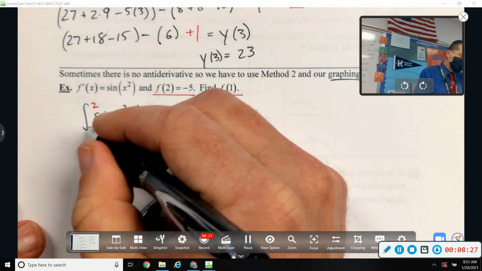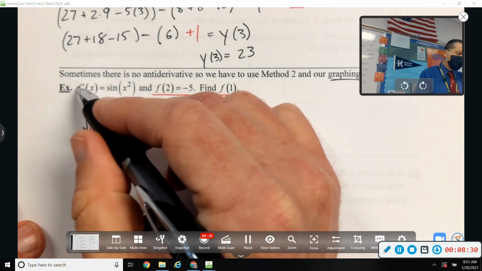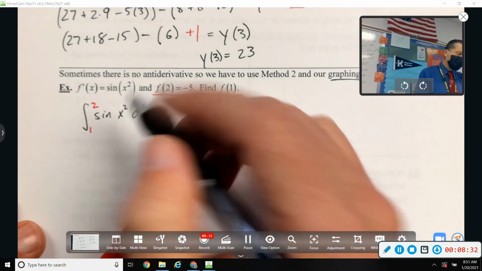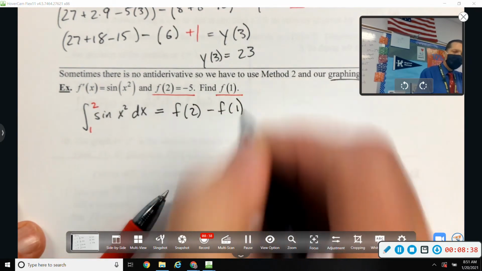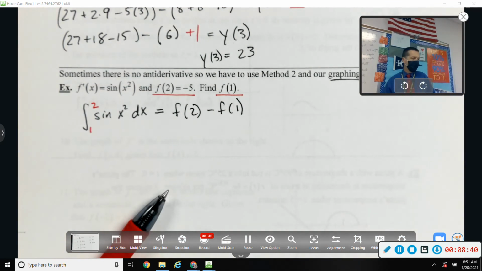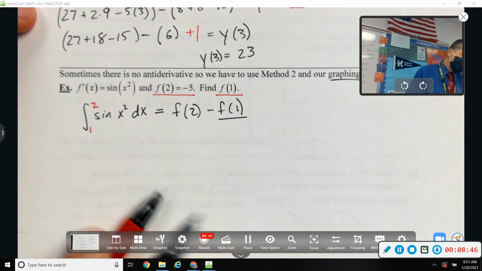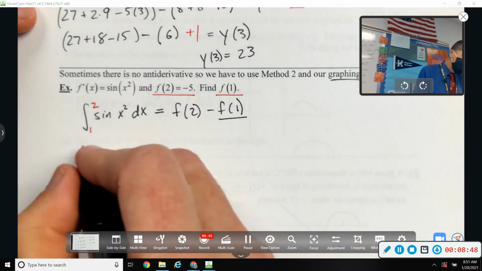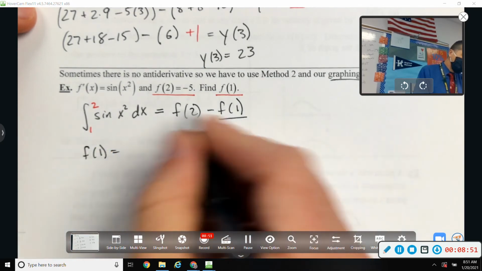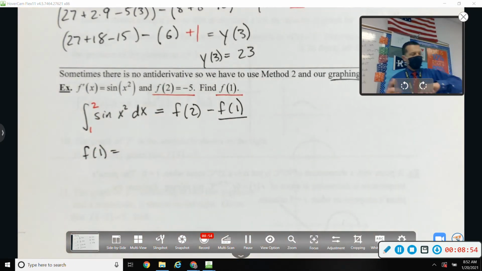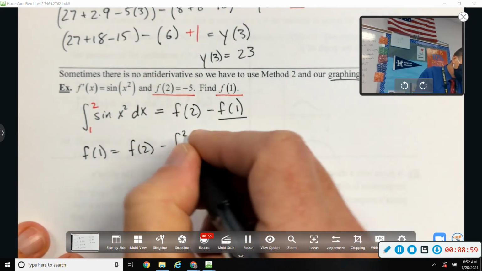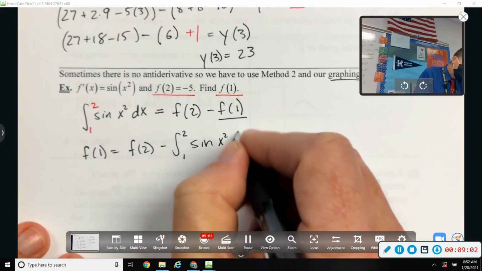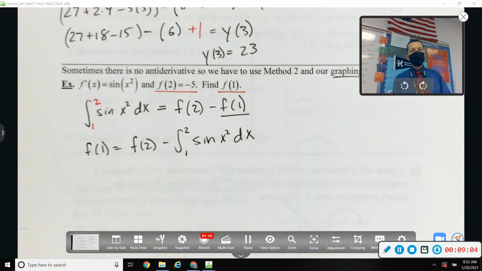Because the integral, like if f prime is sine, then the integral of the derivative would be back to f of 2 minus f of 1. Find f of 1. So if I move f of 1 to the left and that integral to the right, we get f of 2 minus the integral from 1 to 2 of sine of x squared dx.